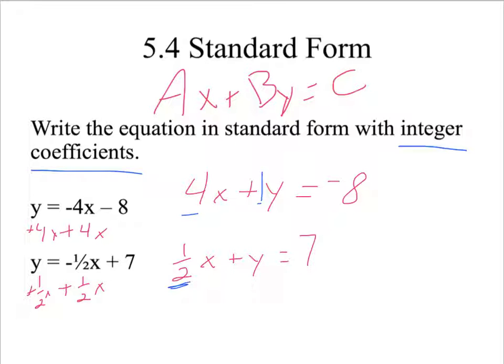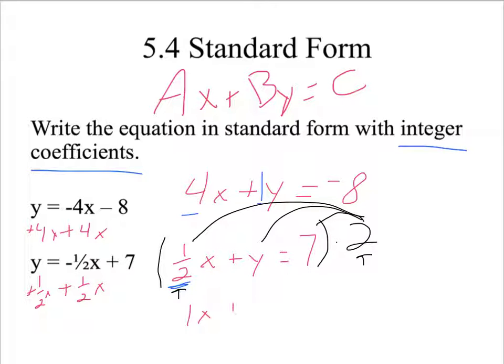So the way we get rid of that half is we're going to take this entire problem and, using the multiplication property, multiply it by the denominator. Notice we have the denominator of 2 here, so we're going to multiply it by 2 altogether. So we need to distribute this 2 to everything inside the equation. So 2 times half equals 1. I have 1x plus 2 times 1 is 2y equals 14. I distributed that 2 to everything inside those parentheses, multiplied the entire equation by 2, and I have integer coefficients.